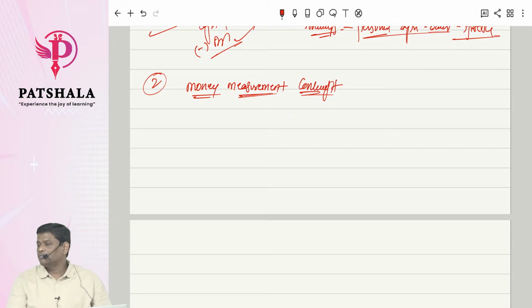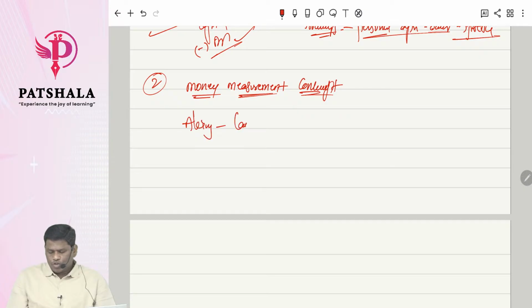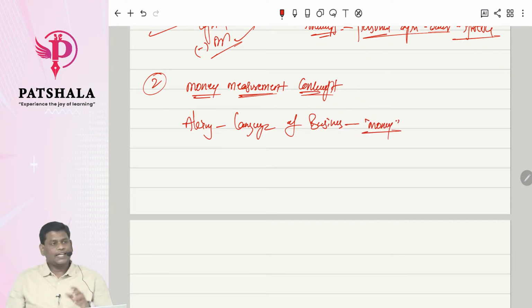Money measurement concept. Okay? Chalo, see here, listen. We discussed accounting as the language of business, right? This language understands only one language. It doesn't understand anything other than money. I gave you an example in the previous classes also.